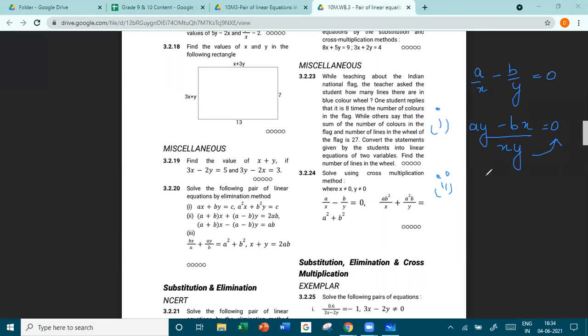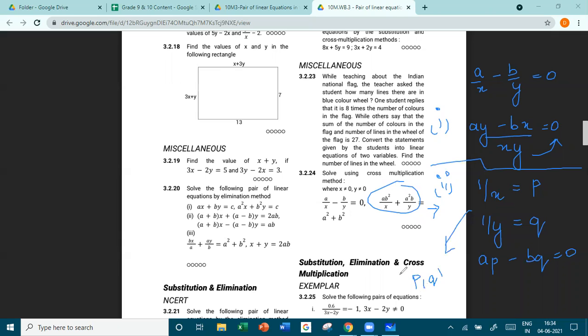The second way would be you take 1 by x as some other variable, let's say p, and 1 by y as q, and then resubstitute. So the equation would come back to ap minus bq is equal to 0, and similarly for the second equation also. The only thing you need to note when you are solving it using the second method is that at the end, when you get values of p and q, you need to resubstitute and get back the values of 1 by x and 1 by y, and then take the reciprocal.